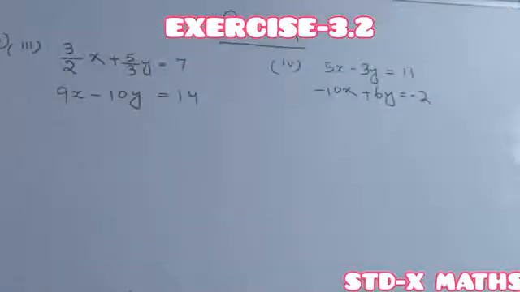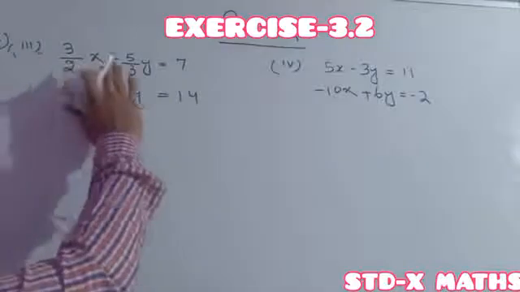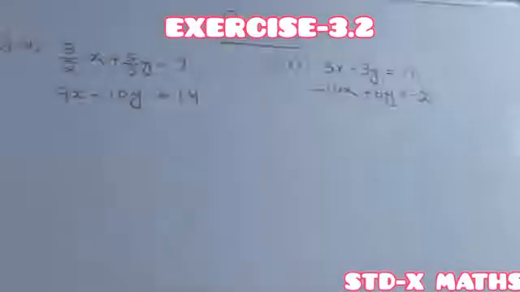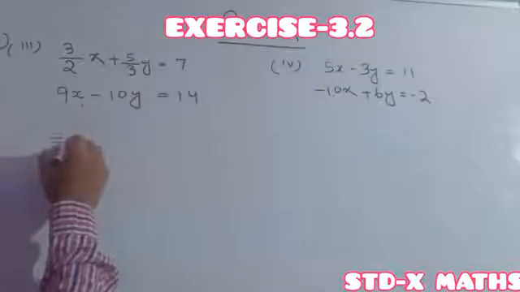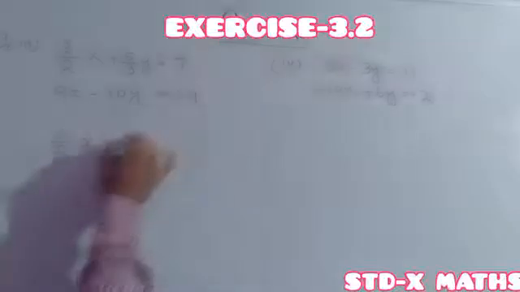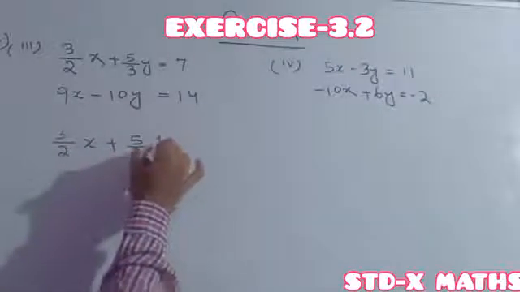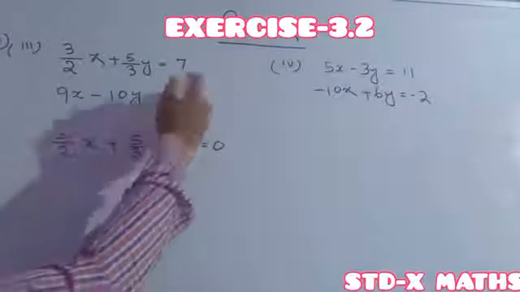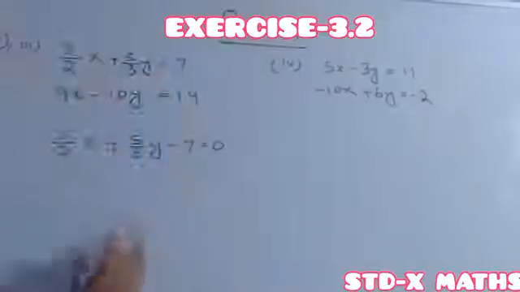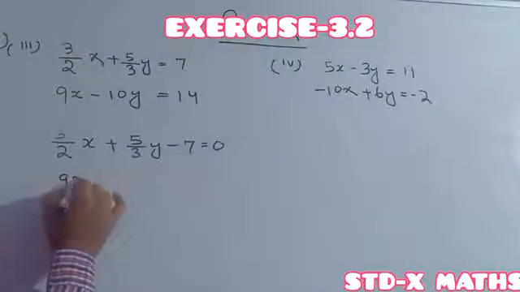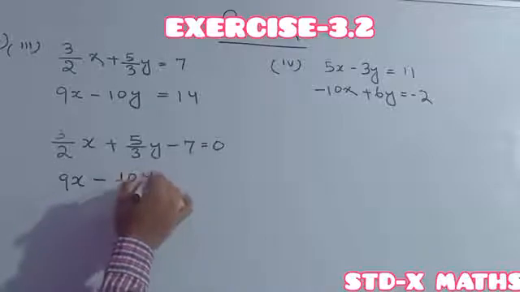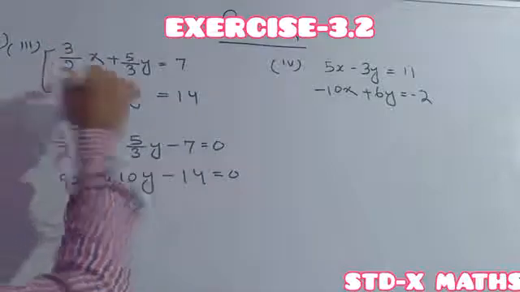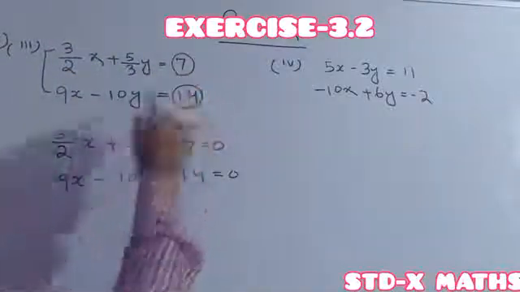In question number 3, it is given a1x plus b1y, but here the constant term is on the right side. But our standard form is a1x plus b1y plus c1 is equal to 0. Here 14 is on the right side, but I have to transpose it to the left side. So here it is 9x, minus 10y minus 14, equal to 0. Otherwise directly also you can take C1 by C2, having no problem.